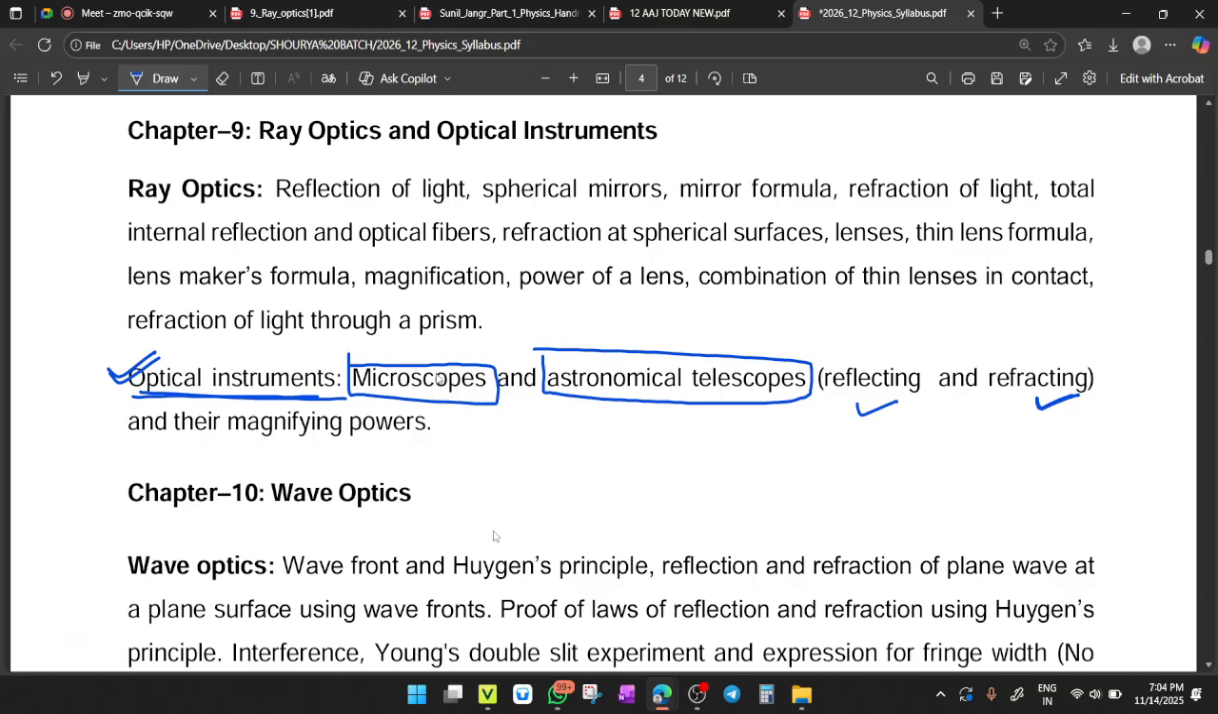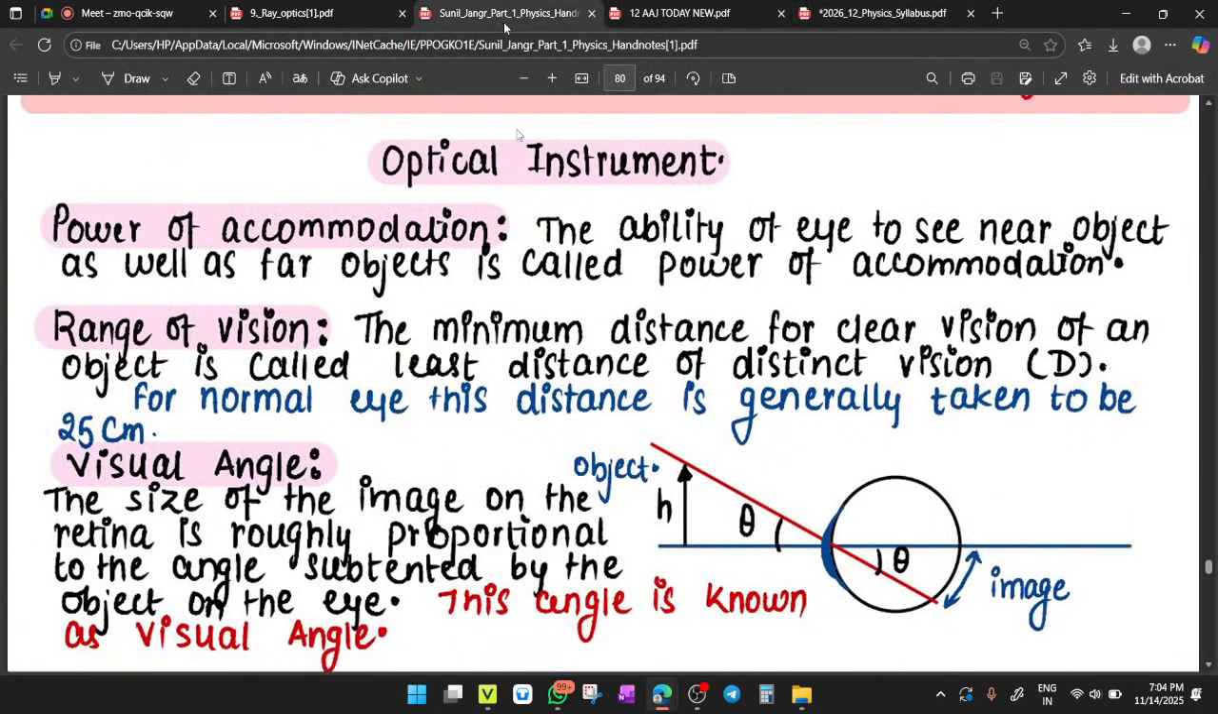Any one of the microscope or telescope may be asked in your examination. And for both types of telescope, we have to derive the formula for magnifying power. So we have to derive the formula for magnifying power. Yes, so let us start.